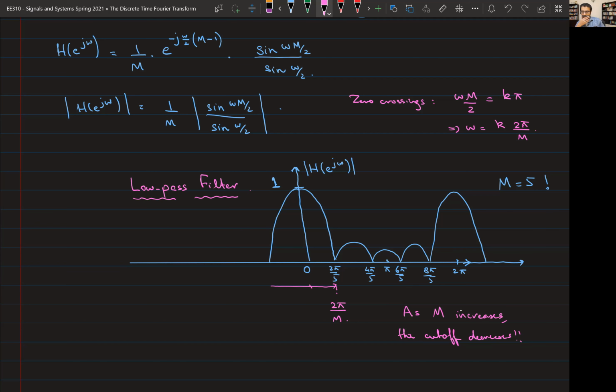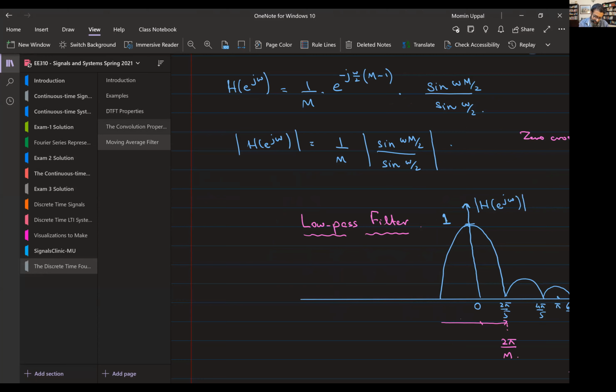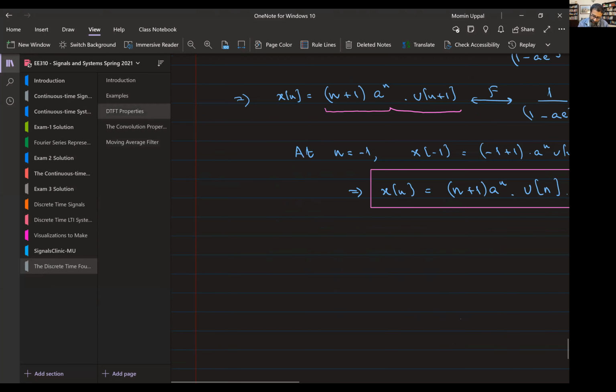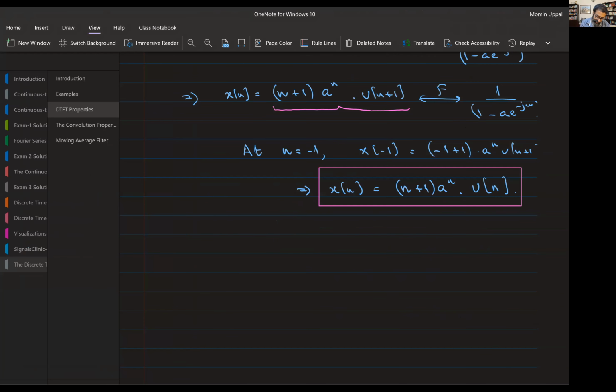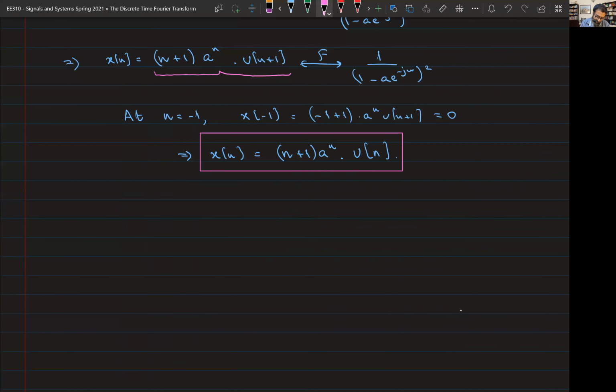Okay, so I'm going to stop here. There's one other property that I wanted to do. I think I'm going to skip that. Let me just mention that in passing. I think I missed it out, which was Parseval's relationship. So I'm just going to list this without an example.